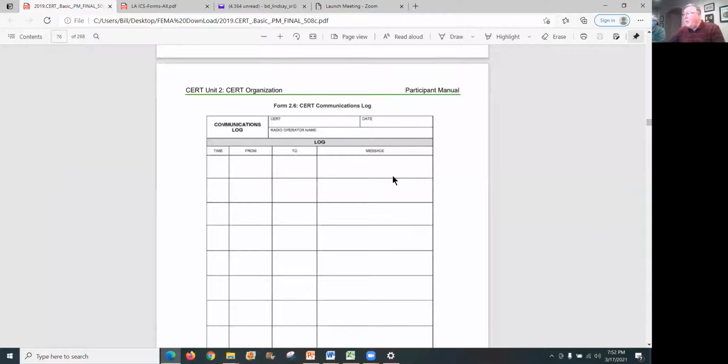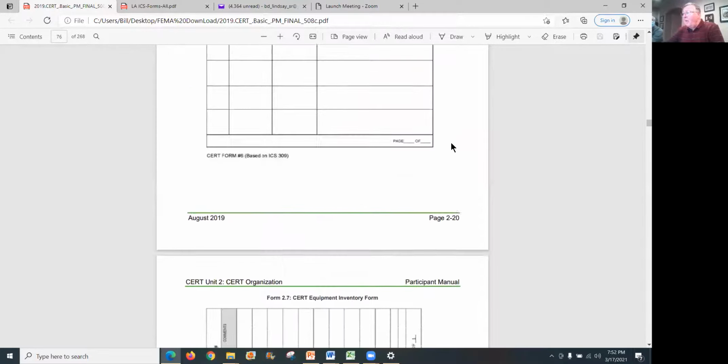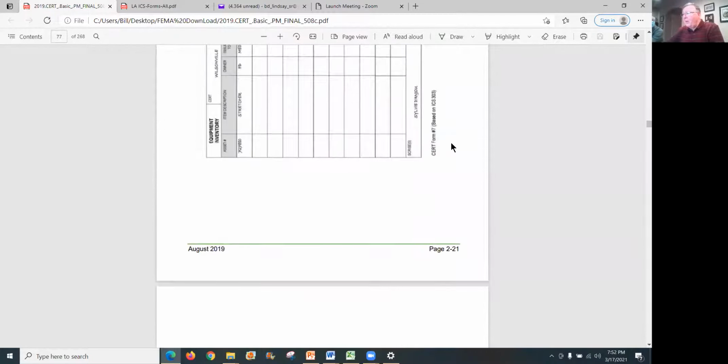Next form is communication log. Rich, myself, anybody else out there a ham operator? Okay. This is something the ham operator could keep. If you're handing out messages that are only paper copies, this is a good form to have. Another form is a little bit later. Let's go down to that form.